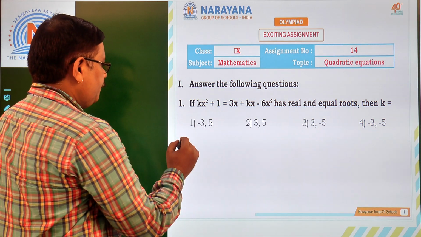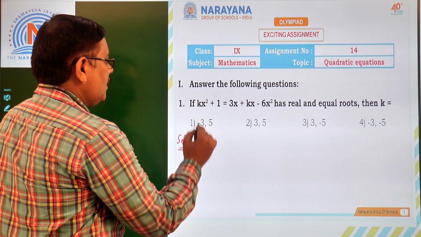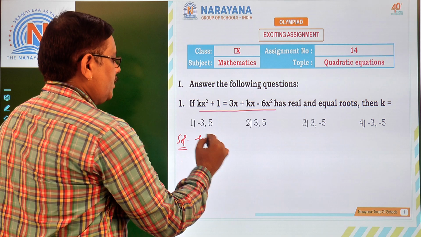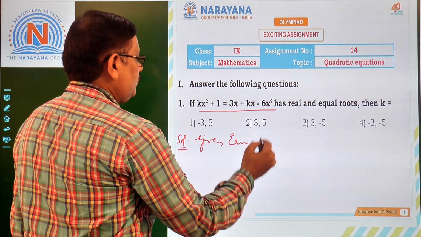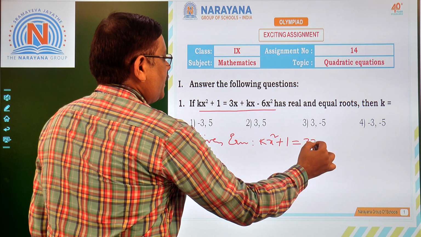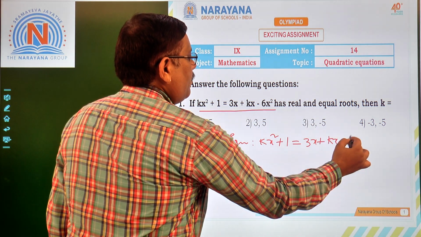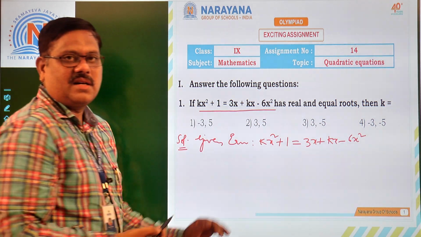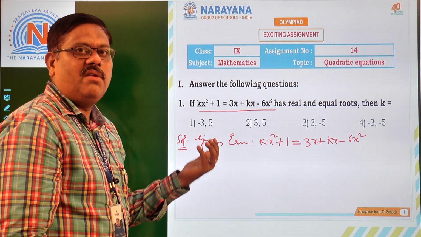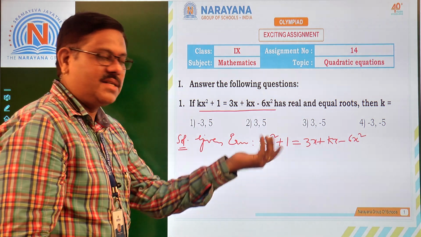Okay, now let us start the solution. This is a quadratic equation given to us. So given quadratic equation, kx square plus 1 is equal to 3x plus kx minus 6x square. Let us try to convert it into a standard form. What is the standard form? Into the form of ax square plus bx plus c is equal to 0.